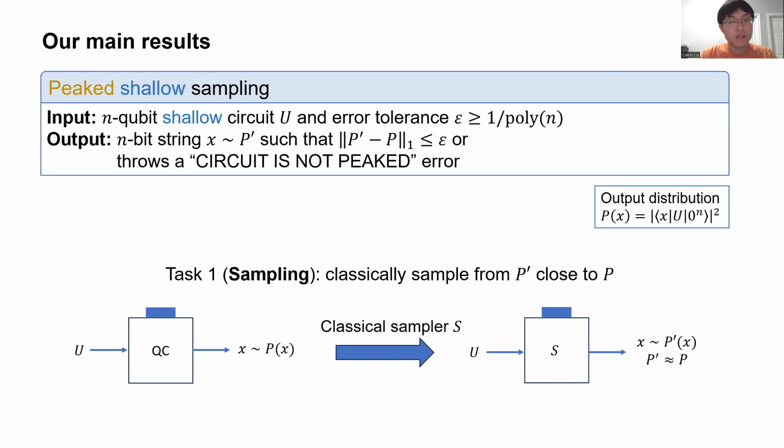Next, I'm going to state our main results. We give classical sampling algorithms that do the following. On input an n-qubit shallow circuit U and an error tolerance epsilon at least 1 over poly n, the algorithms either output an n-bit string X drawn from some distribution P prime that's epsilon close to P in 1 norm, or throw a circuit-is-not-peaked error.